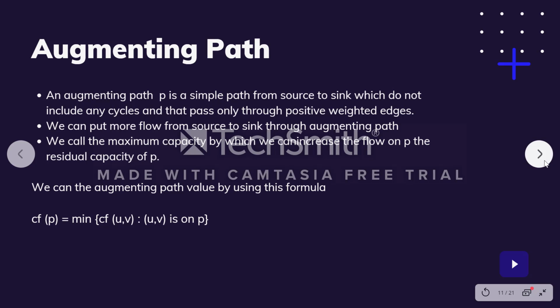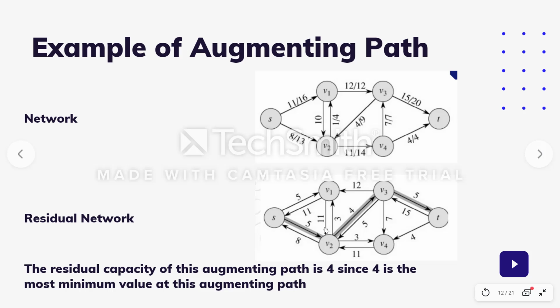Actually, to get the augmenting path, we just find the minimum value from all possible residual networks. For example, this is the previous example from the previous slide. As we can see here, the first path that we get from S to T is through S to V2, V3, and T. In this path, the minimum value is from V2 and V3. So the value is 4. Since 4 is the minimum value at this augmenting path, the augmenting path value is equal to 4.